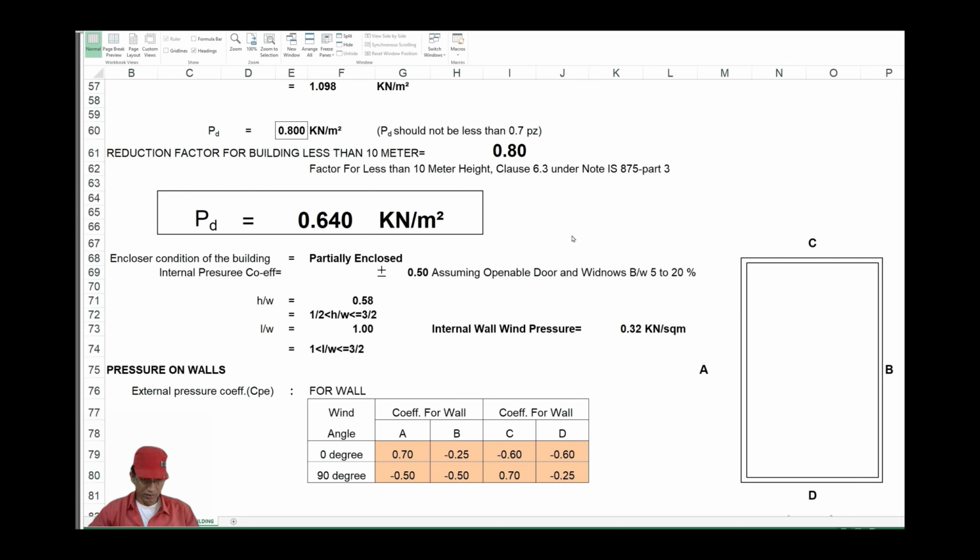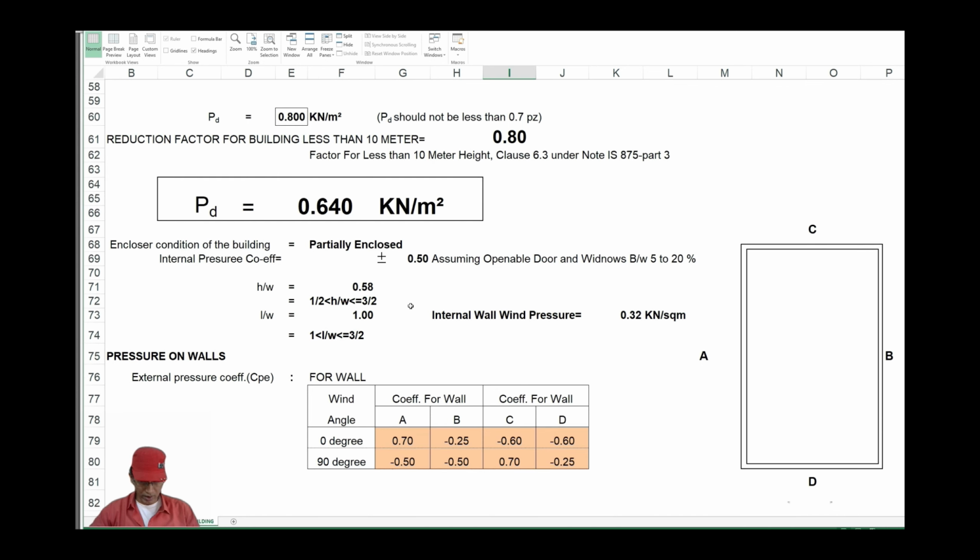We shall assume our building is partially enclosed. The percentage of opening is between 5 to 20%. Since this is the office area's mezzanine floor, it will have lots of windows. So obviously for this building, the percentage of opening might be well within 5 to 20%. It cannot go below 5% as for other types of PEB shed where the internal pressure coefficient is taken as 0.2. So for our case, it shall remain plus minus 0.5 internal pressure coefficient.